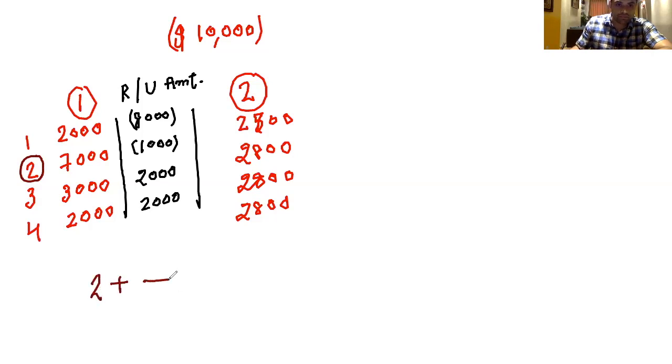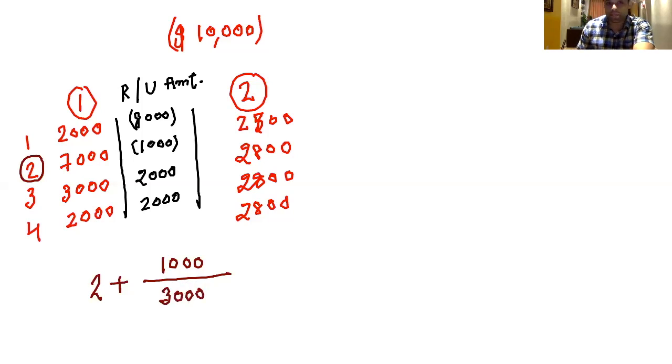plus, and here unrecovered amount. So you can see in second year, what is unrecovered amount? Unrecovered amount is 1,000. All right. And denominator is cash flow for next year. So remember, this is cash flow. Cash flow for next year. So next is 3. So cash flow of next year is 3.